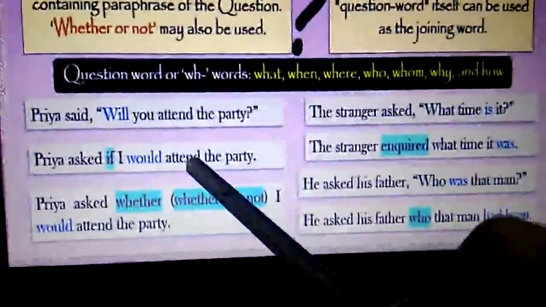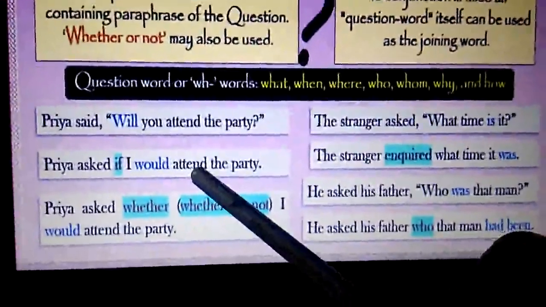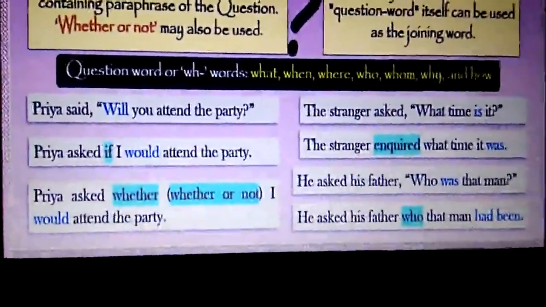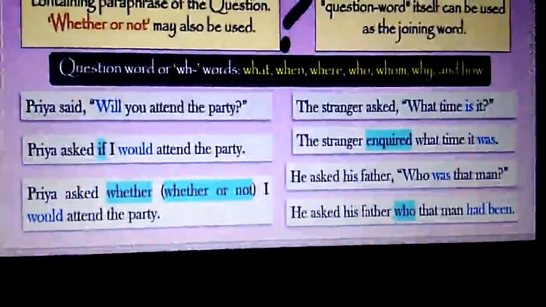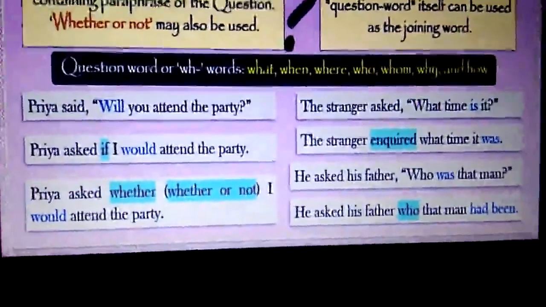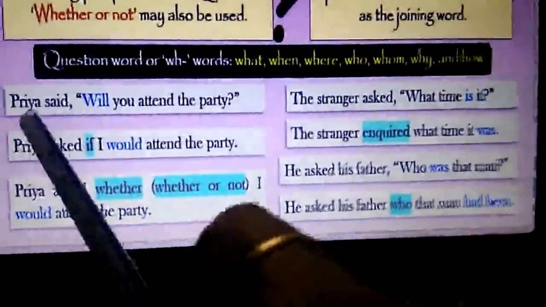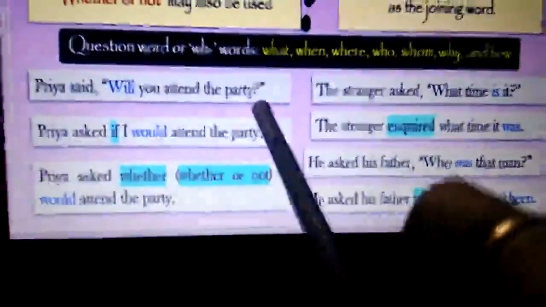And we have one more type of question, yes or no questions, which we frame by using helping verbs. If you frame a question by using a helping verb, what we have to do is use if or whether in indirect speech. For example, say this: Priya said, will you attend the party?